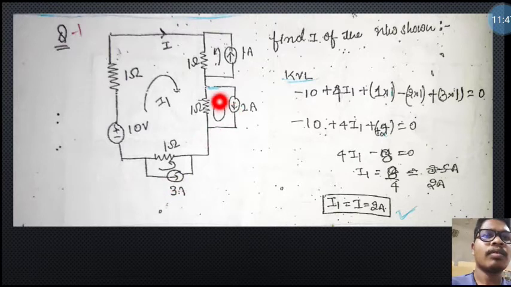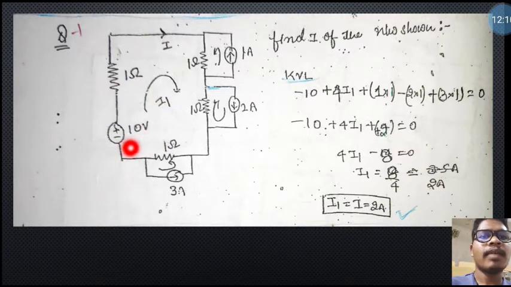This is clockwise, this is anti-clockwise. Okay, so here it is asking to find the current I for the network. So we need to find the value of current I here, by applying the KVL equation only. There is one loop, or one mesh, so we need to apply one KVL equation here.